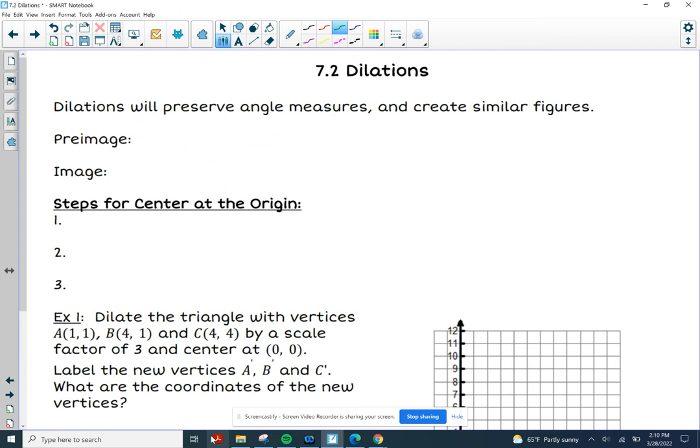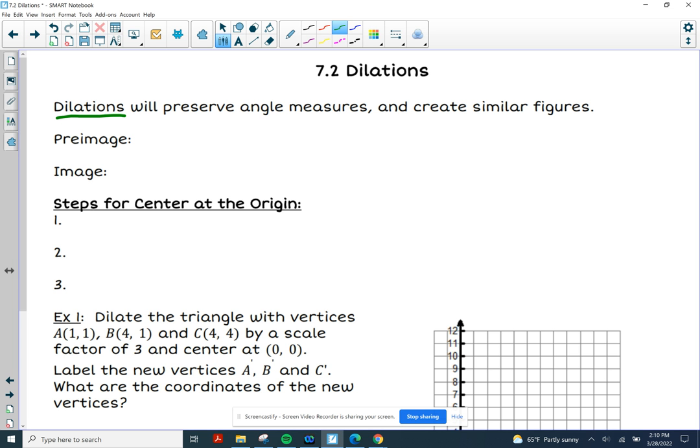All right. Today we're going to talk about section 7.2, dilations. First thing to remember is that dilations are a transformation. They preserve angle measures and they create similar figures. Okay. And a dilation is really just a shrink or an enlargement.